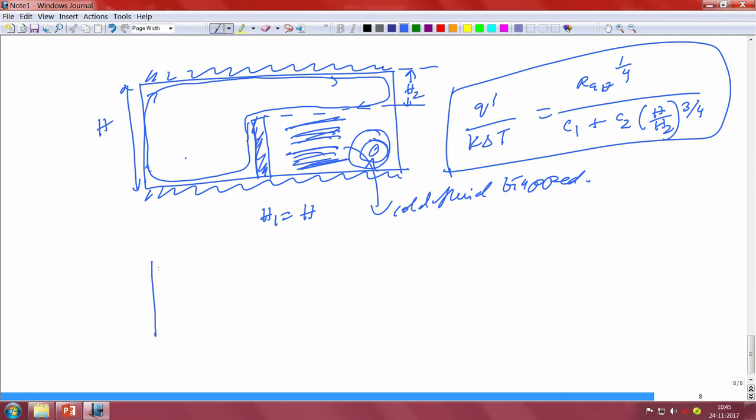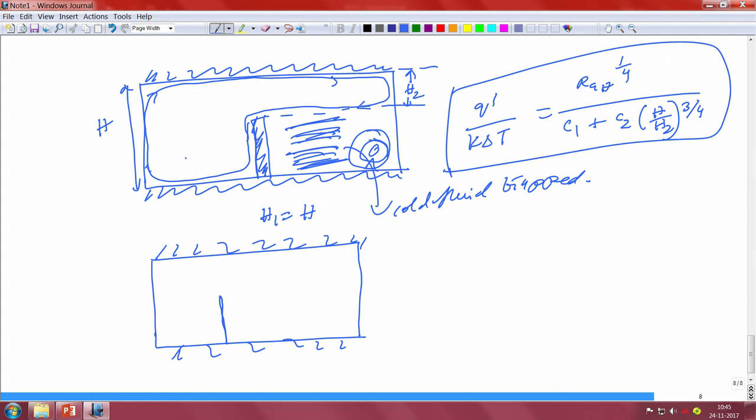Now, let us take a look at this also. Say, for example, this is another type of enclosure. Now what you do is make it a little longer, and you draw this down a little bit.